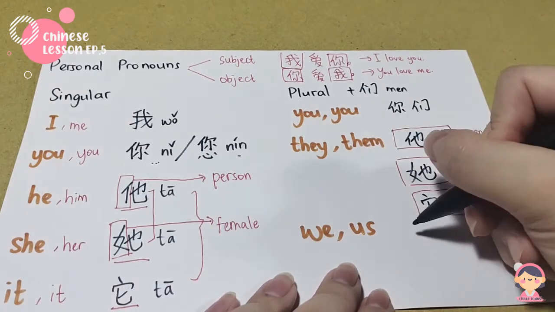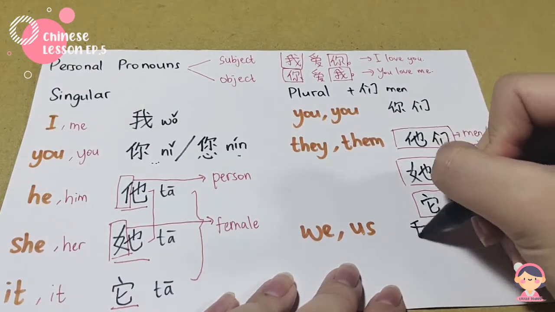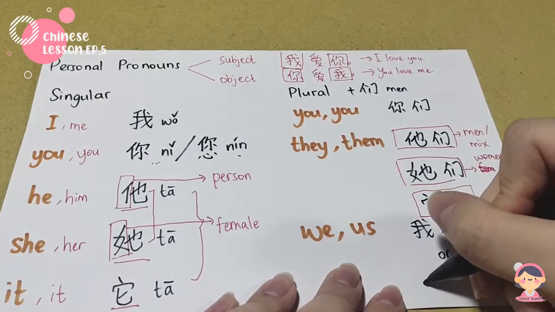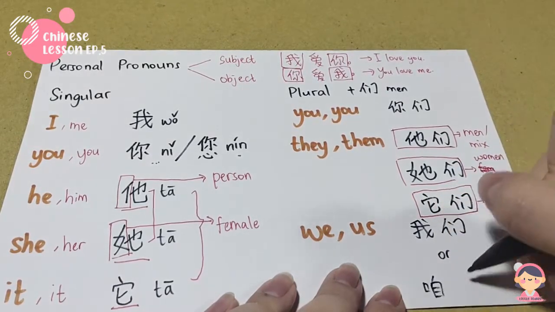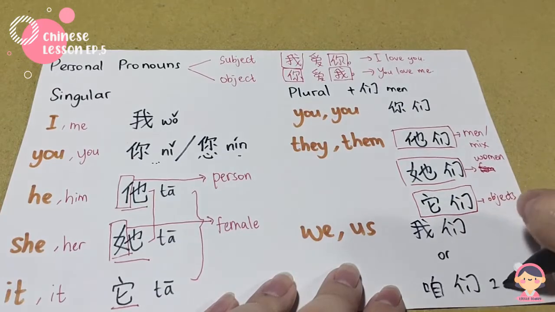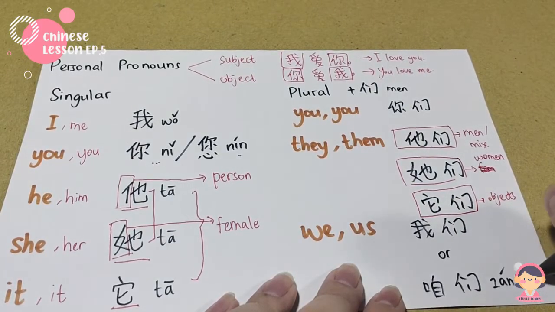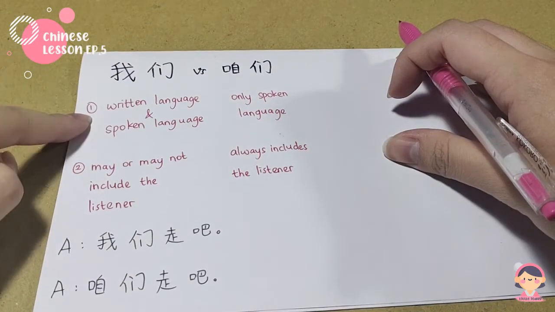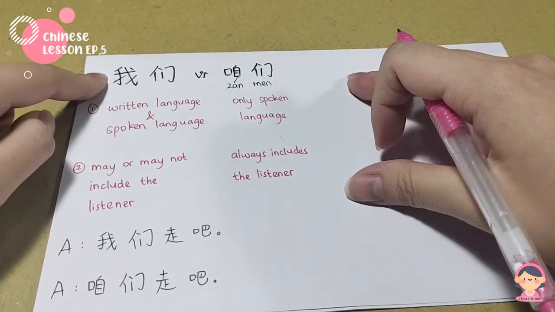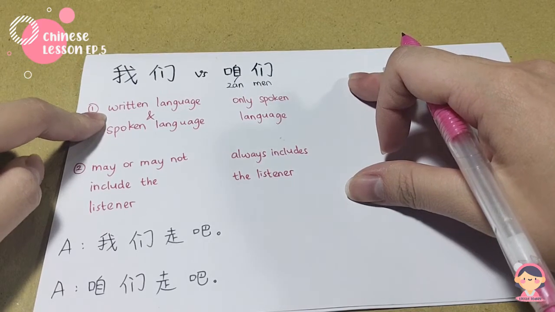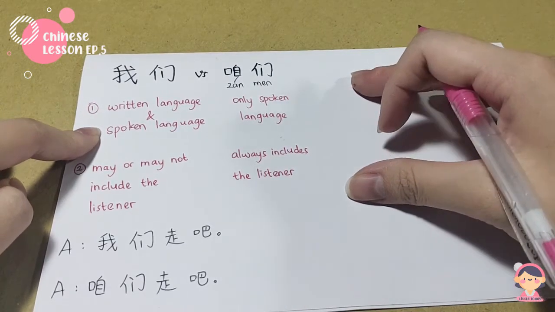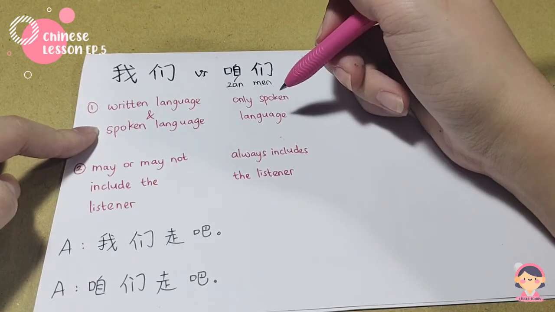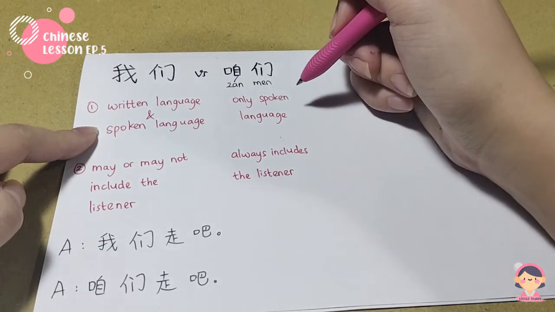And we say it 我们 or 咱们. The difference between 我们 and 咱们 is 我们 can be used for both written language and spoken language, but 咱们 we normally use only for spoken language.